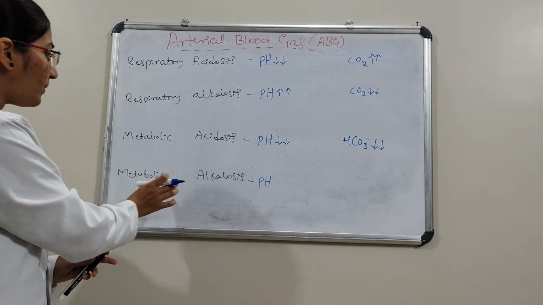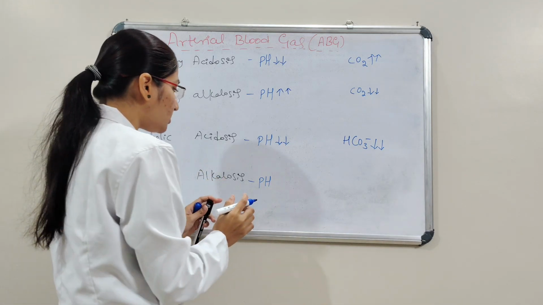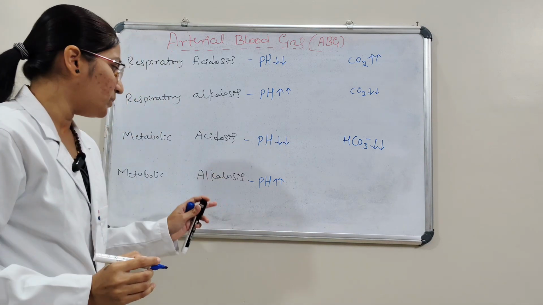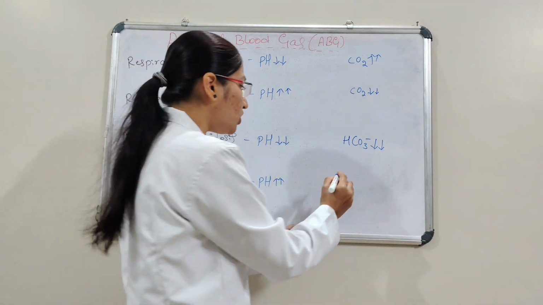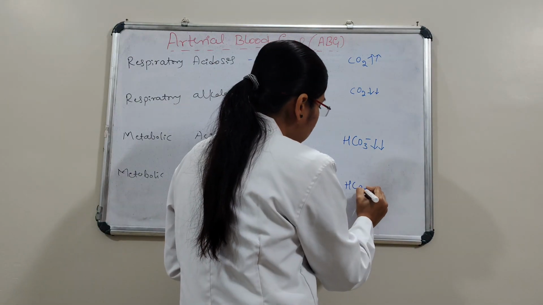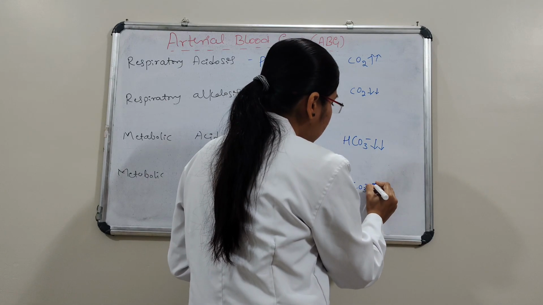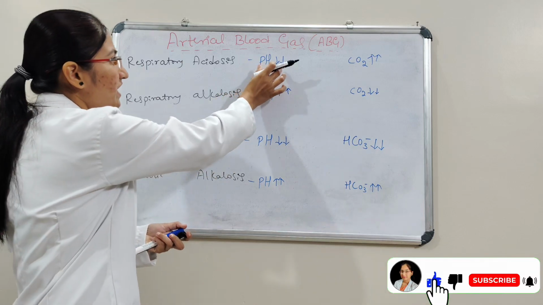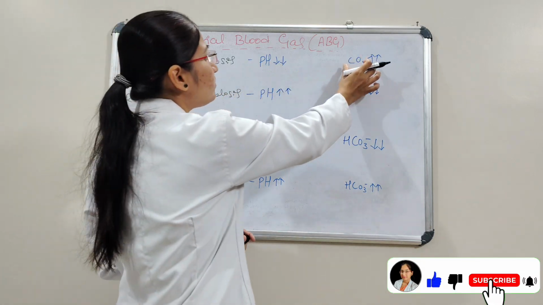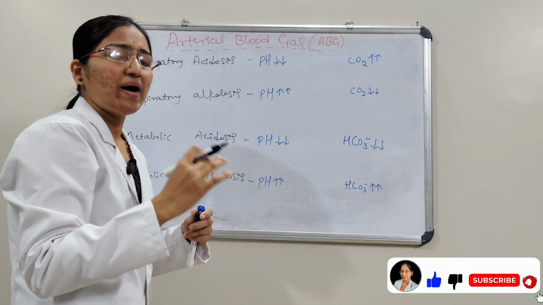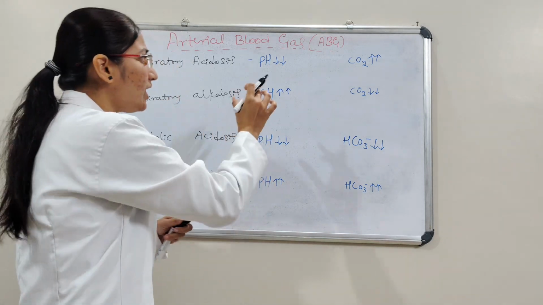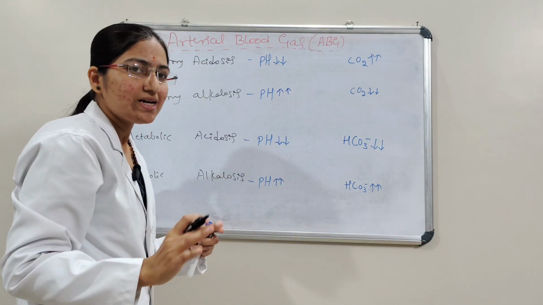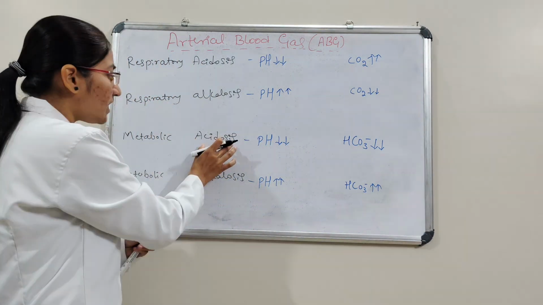And then here comes the metabolic alkalosis. Alkalosis means what? Here pH increased. pH increased means here metabolic is there. Bicarbonate is also going to increase in this condition. Here when the pH decreases, that time CO2 increased by ventilation and oxygen therapy and all. Here again pH becomes normal and then CO2 decreased.